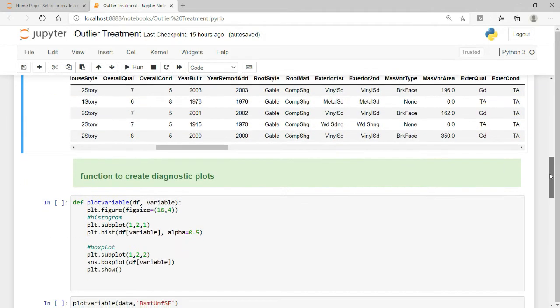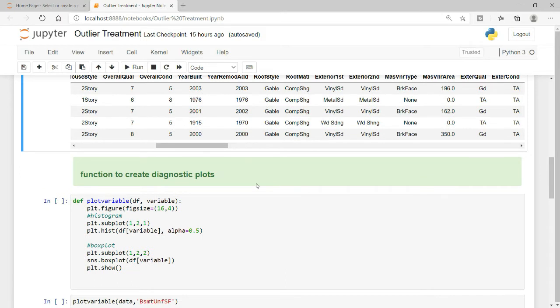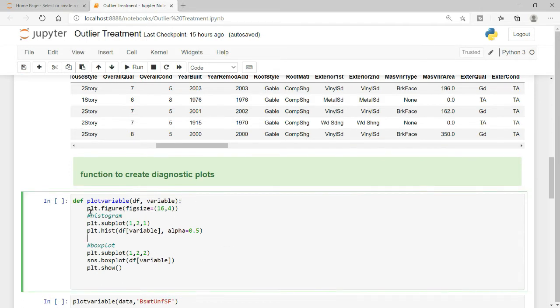So obviously, for outlier analysis, I will go for checking my numerical variables. For that purpose, I have written a function here, and I have created a matplotlib figure. I have said plt.figure, and that the figure size should be 16,4. And here I am creating a subplot with one row and two columns, and in the first column I am simply plotting a histogram of the variable of interest.